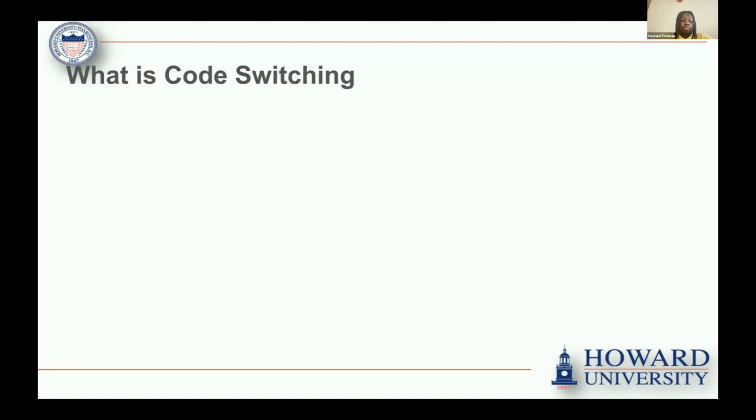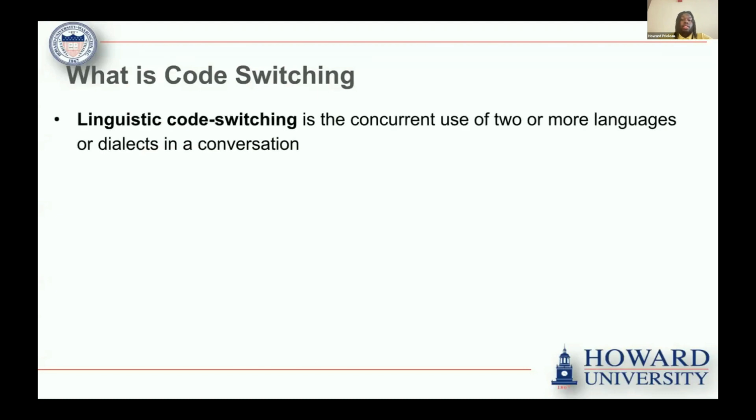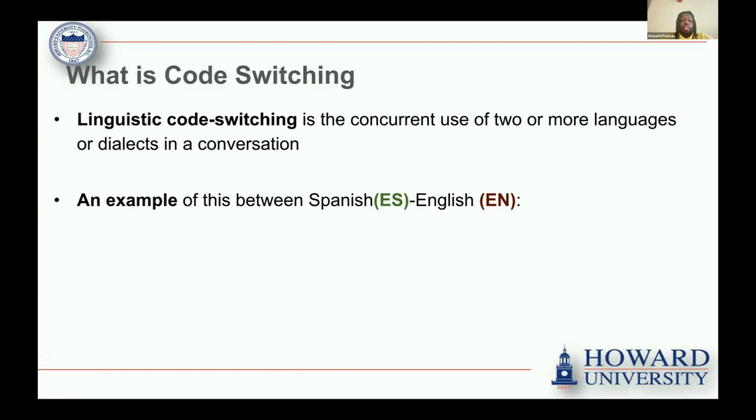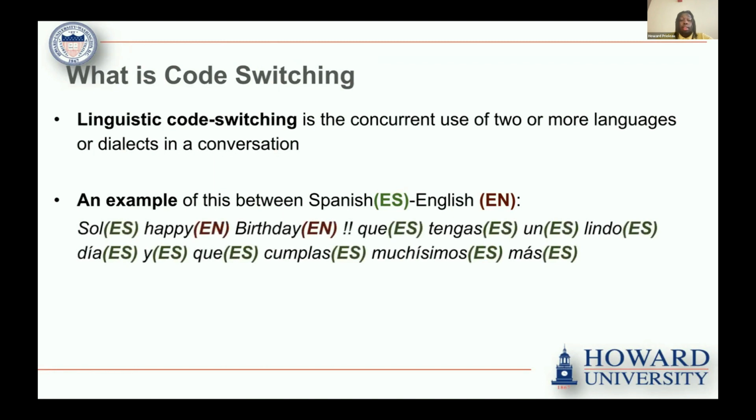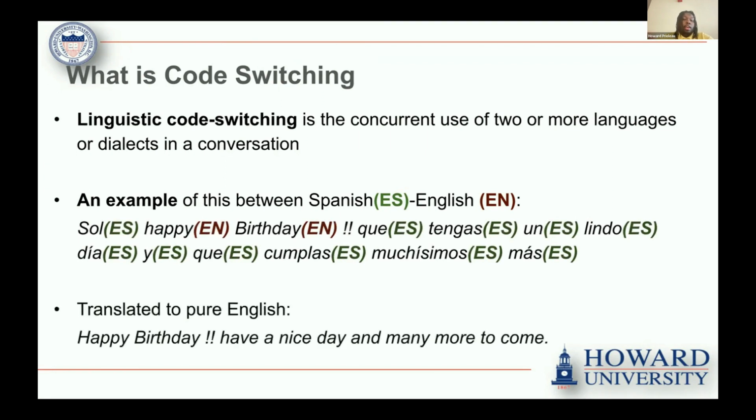What is code switching? Linguistic code switching is the concurrent use of two or more languages or dialects in a conversation. An example of this between Spanish, ES, and English, EN, is: Sol, happy birthday, que tengas un lindo día y que cumplas muchísimos más. And so with this, there are two languages being used in this happy birthday. When translated to pure English, it means happy birthday, have a nice day, and many more to come.